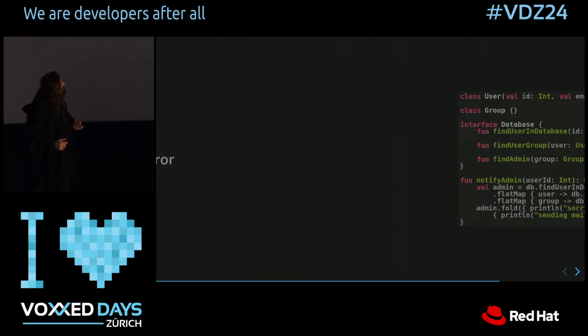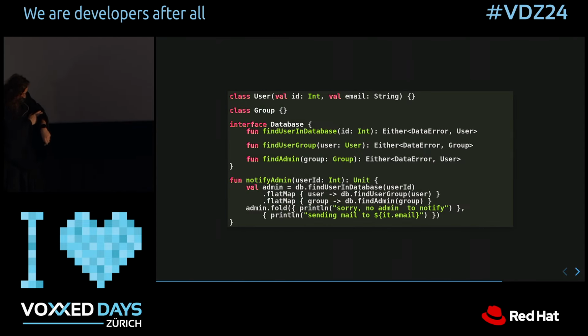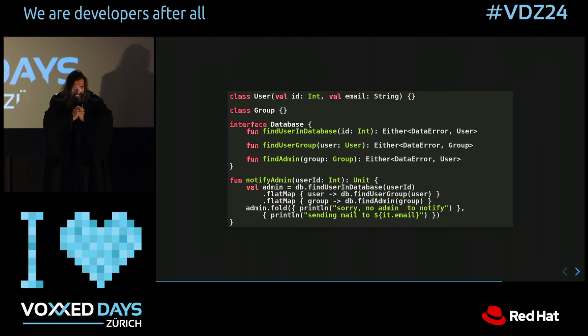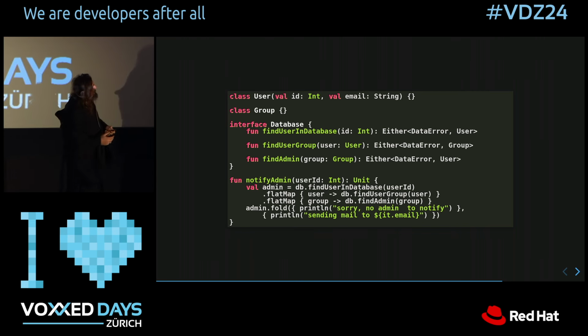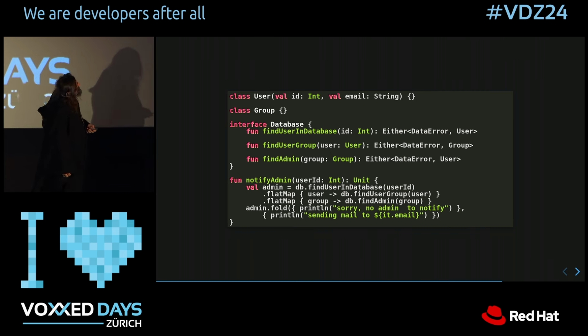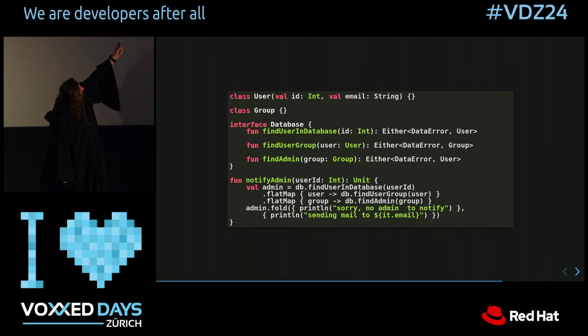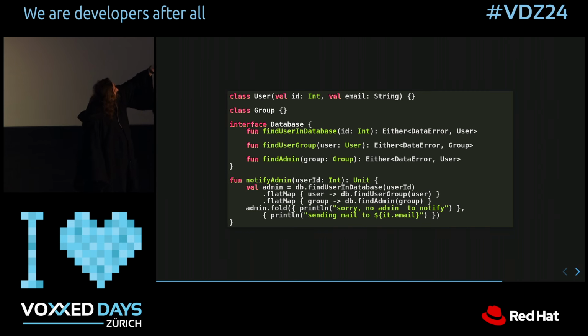OK, and one last thing here is flatMap hell. Now for the thing that I actually hate in Kotlin. I really, really hate it with passion. So maybe you had this interface that returns Either. I have this code, this method notifyAdmin, where from the DB I take the user of a given ID, and maybe I'm getting this user, or I'm actually getting an error.